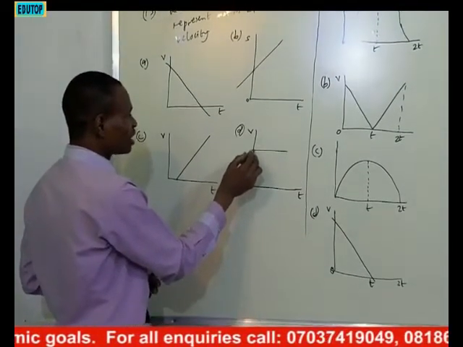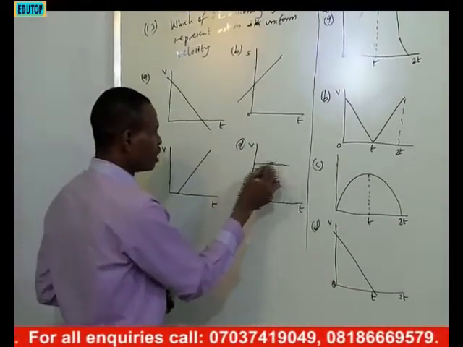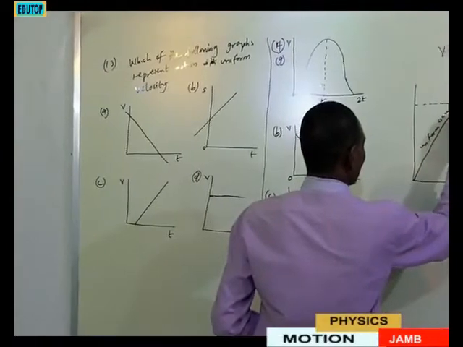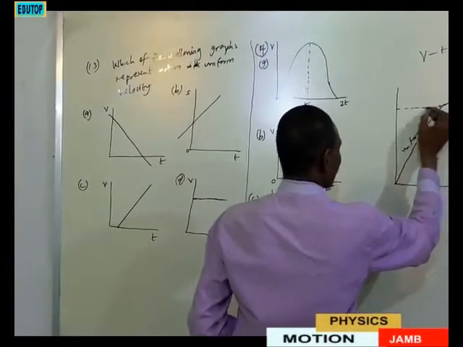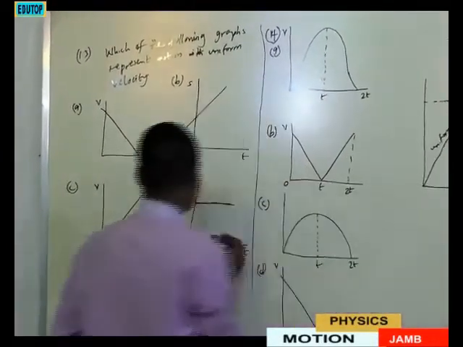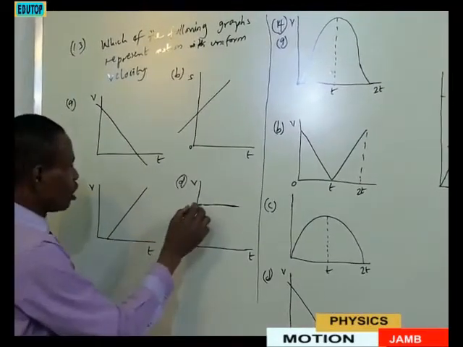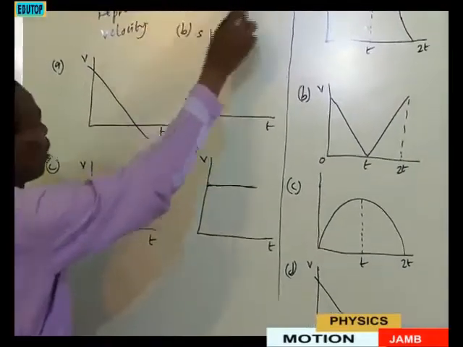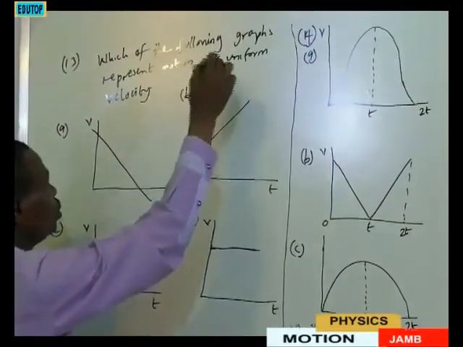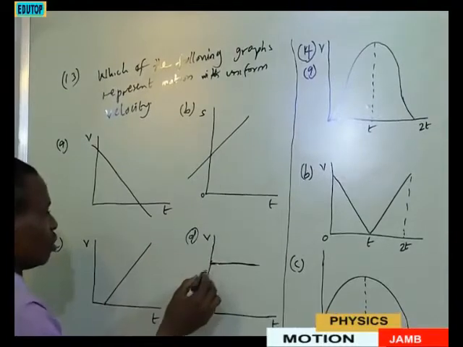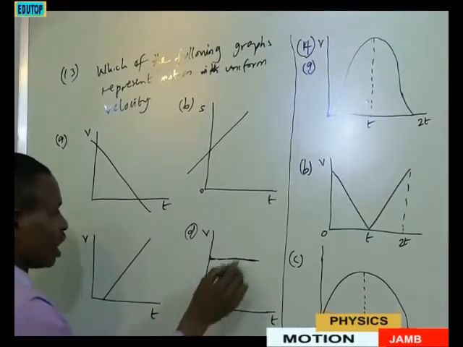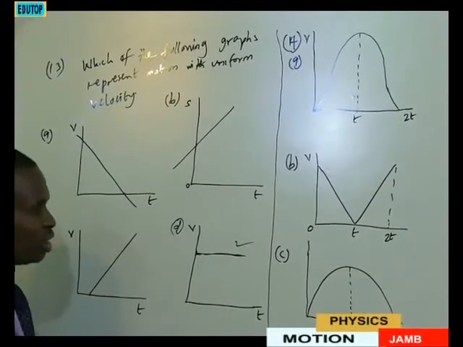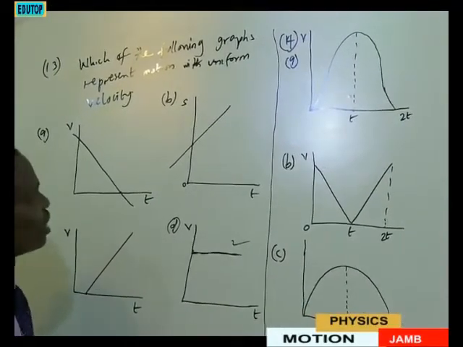This fourth option is an example of uniform velocity. If you see, this is uniform velocity at a particular time. So the answer to this question is option D. Which of the following graphs represents motion with uniform velocity? It is option D, which is the answer. It's not this, it's not this, it's not this, it's option D. And that is the answer to question number 13.